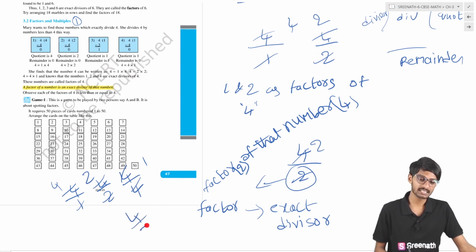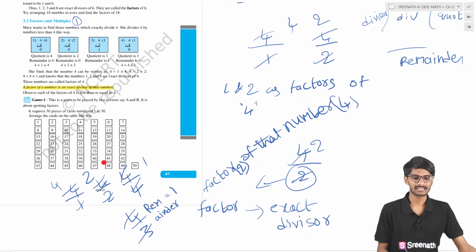But if you want to divide it with 3, in this case what happened? You are getting 3 1s are 3 only, and you are getting remainder 1. Here we are getting remainder equal to 1.